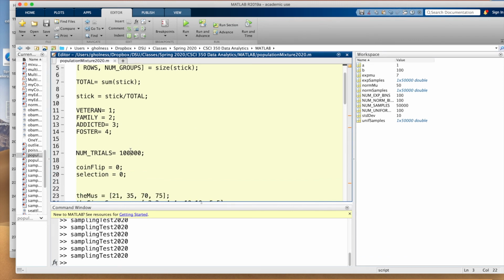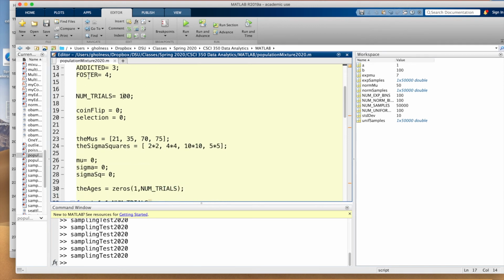In this particular example, I have the number of trials set to 100,000. I could certainly start with something like 100, and let me just start there and work my way forward. Then I have something called coin flip. Coin flip is going to be that randomized selection between 0 and 1 on the real number line. And then I'm going to check coin flip to see where it lies along this normalized stick, and use that to select one of four categories: the first piece, the second piece, the third piece, or the fourth piece along that stick.